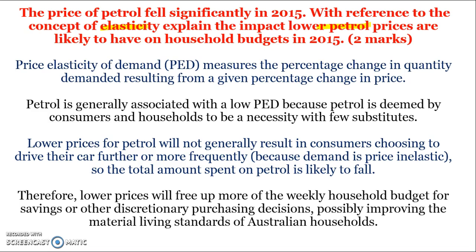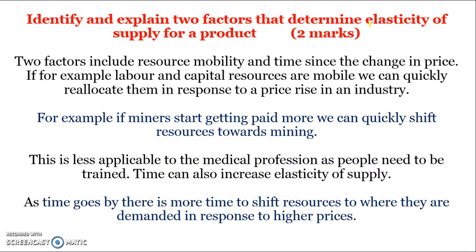Because petrol is generally considered inelastic or having a low PED, and that's because it has very few substitutes and is deemed a necessity, lower petrol prices will not necessarily result in consumers choosing to drive their car a lot more. So that won't lead to a big increase in demand. So the total amount spent on petrol is likely to fall. Because of this, that will free up a lot more money for other things in the household budget, so other products that you can buy. And if the demand was more elastic, that would mean that when the prices went down, people would buy a lot more petrol, so they wouldn't necessarily have more money for other things.